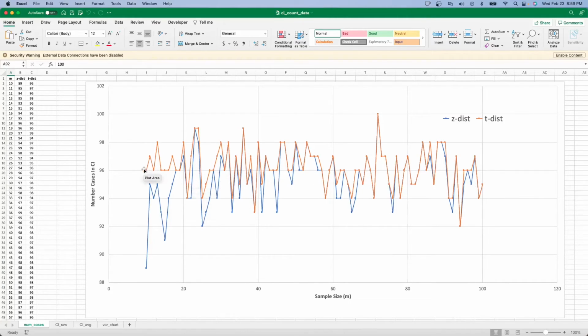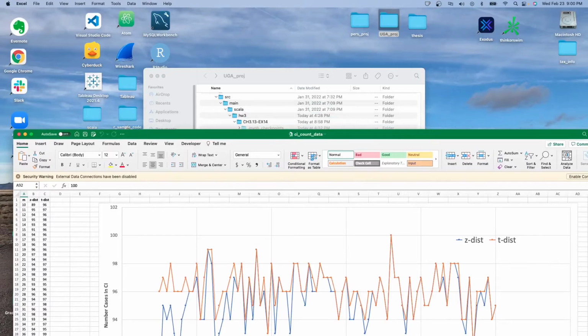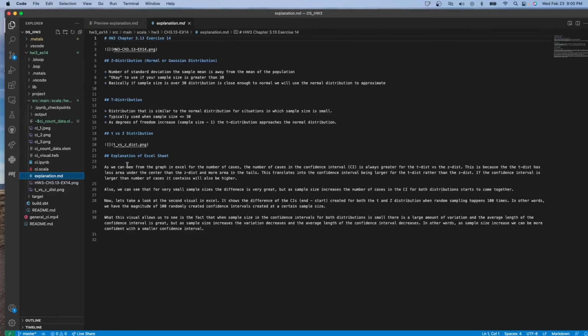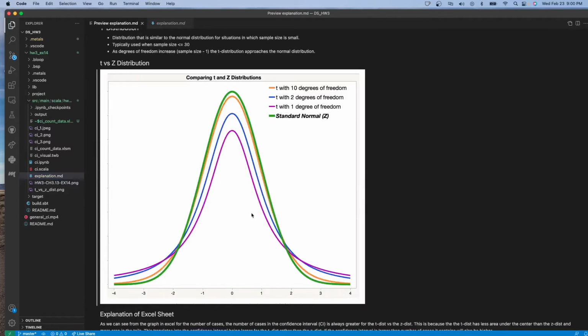But another thing I want to point out is that the number of cases that fall in the T distribution is always greater than the number that fall in the Z distribution. It may not be obvious why, but if we go back to VS Code and look at this visual again, you can kind of see that.